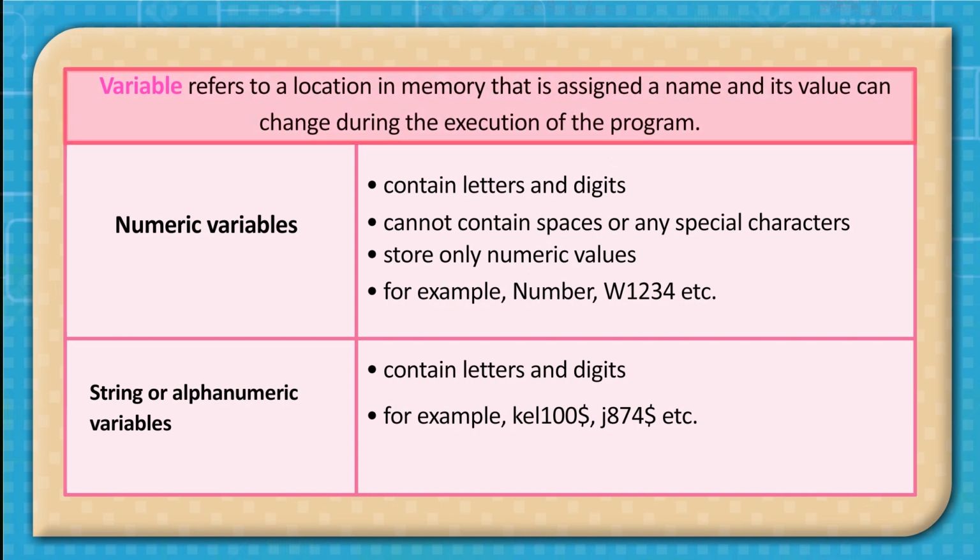A variable refers to a location in memory that is assigned a name, and its value can change during the execution of the program. Numeric variables contain letters and digits, cannot contain spaces or any special characters, and store only numeric values. For example, number, W1234 etc. String or alphanumeric variables contain letters and digits. For example, Kale, J etc.